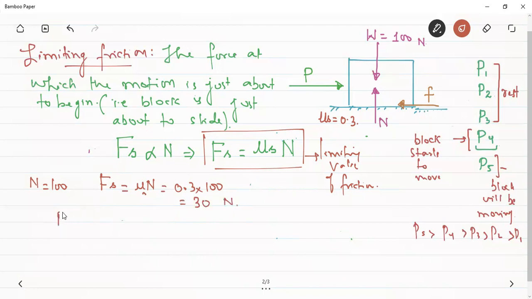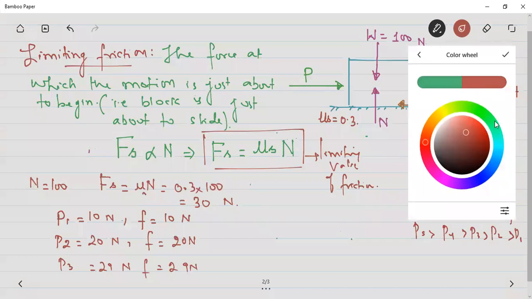If I apply force P1 equal to 10 Newton, the block will remain at rest and the friction force will be equal to 10 Newton. If I apply P2 equal to 20 Newton, the friction force will be equal to 20 Newton. If I apply P3 equal to 29 Newton, the friction force will be equal to 29 Newton.